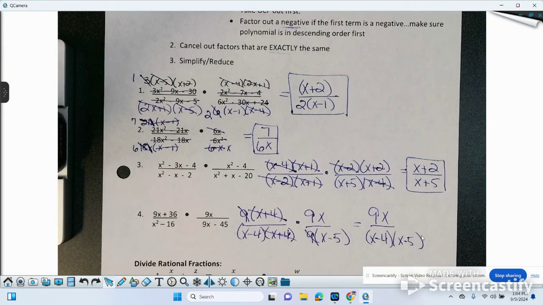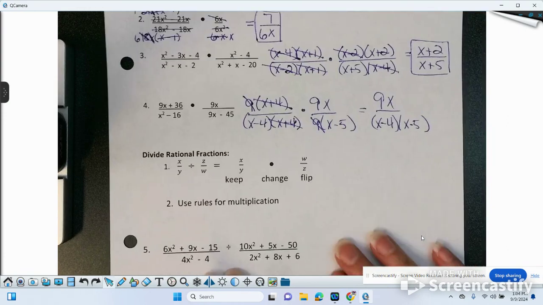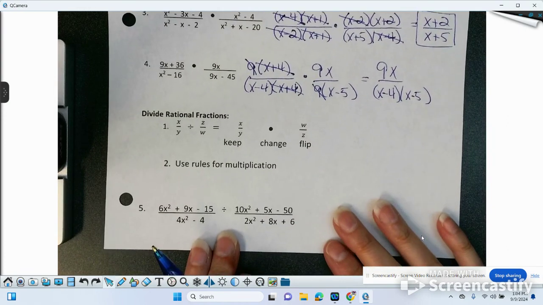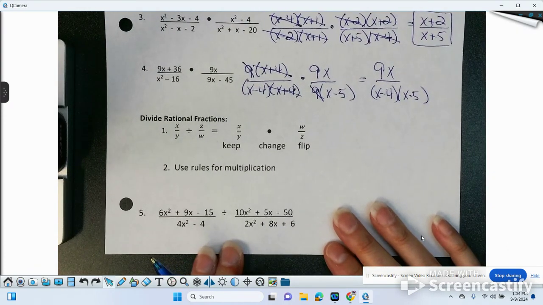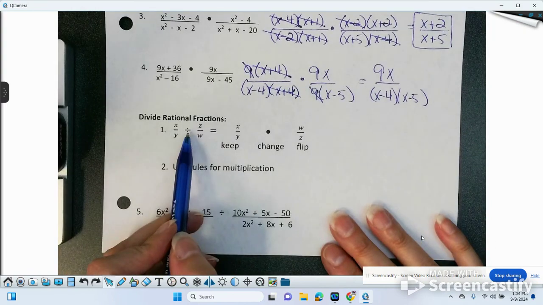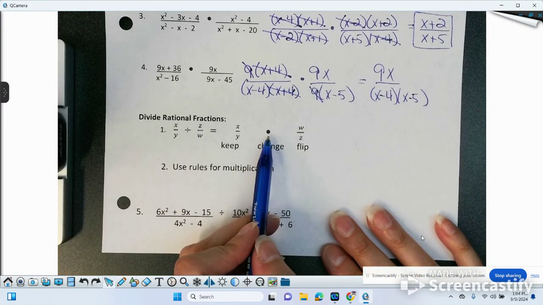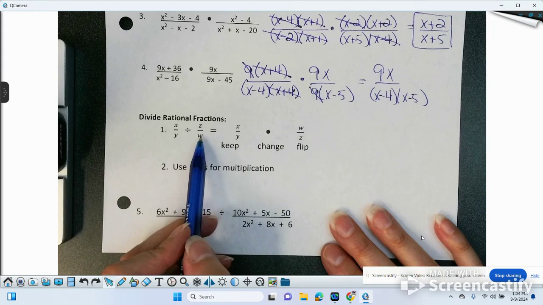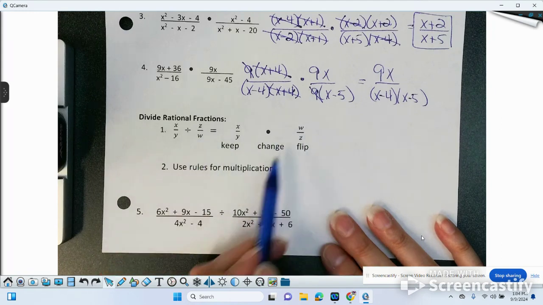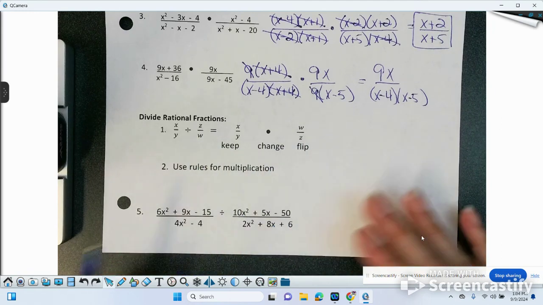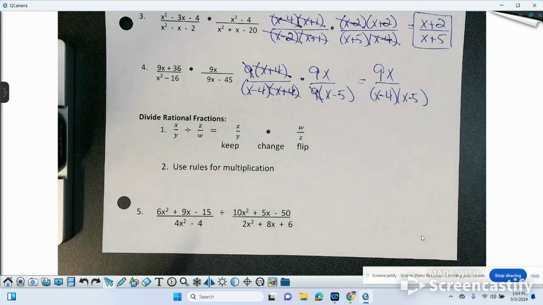And then we're going to now switch and start talking about dividing. And division is actually just like multiplication, but instead of dividing, we change the division to multiplication, and then whatever we were dividing by, we use the reciprocal. So you may have heard of keep, change, flip, but then we're going to do the exact same math that we just did.